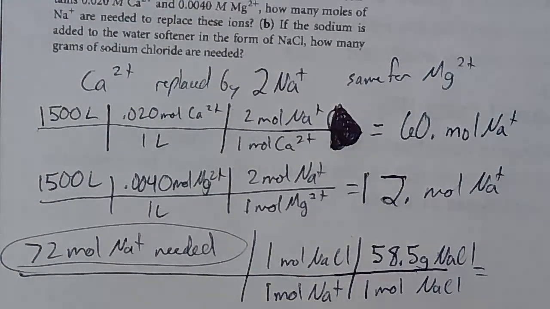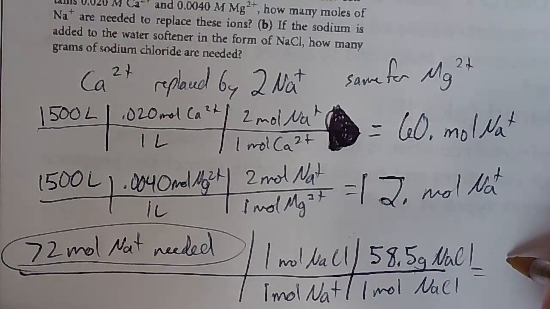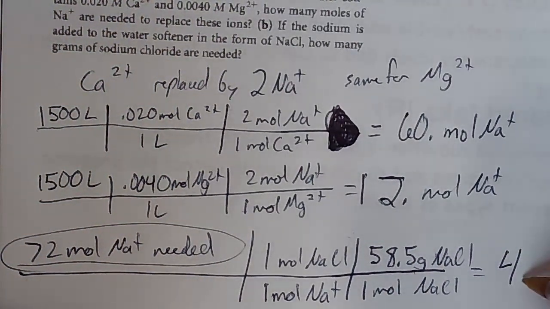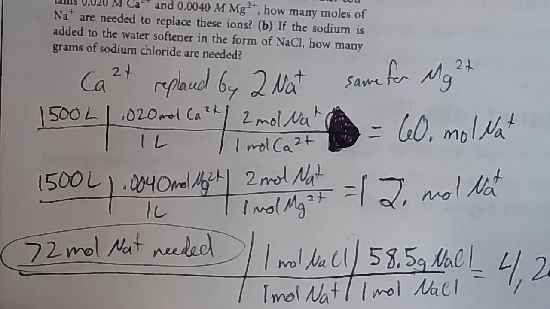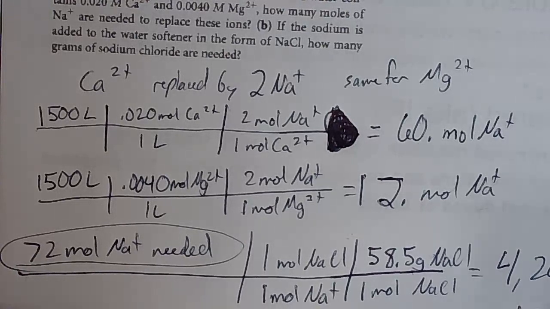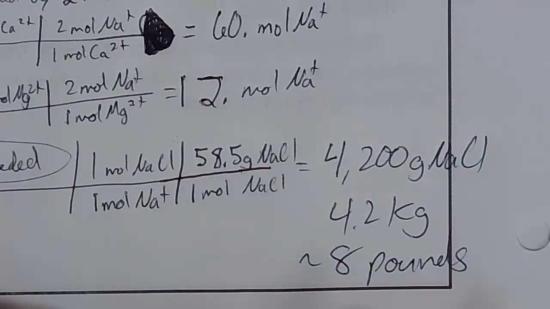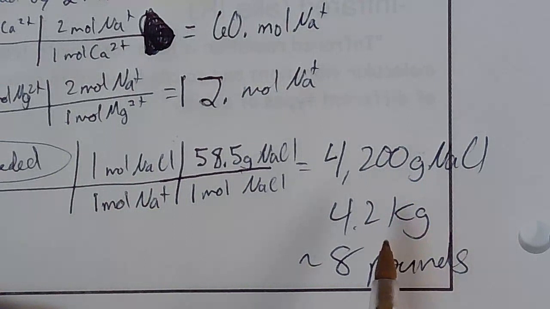All right, so basically 72 times 58.5. You could be more precise if you wanted to. I got 4,002. Two significant figures. So approximately, probably closer to 9 pounds, actually. Oh, you can't see that. Sorry. Yeah, so 4,200 grams or 4.2 kilograms or about 8 pounds.